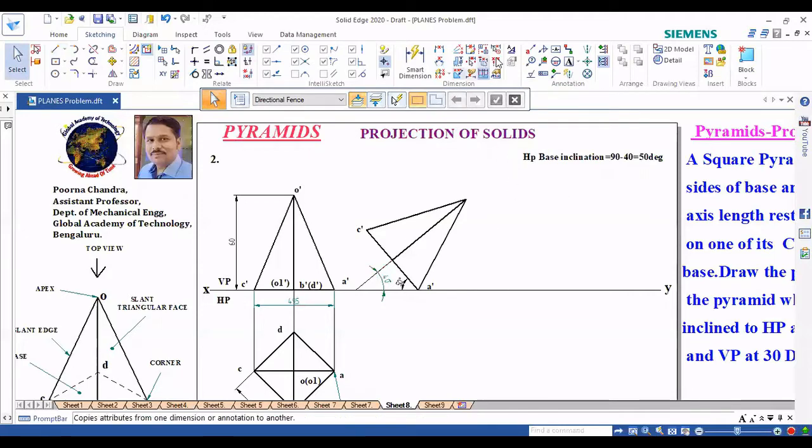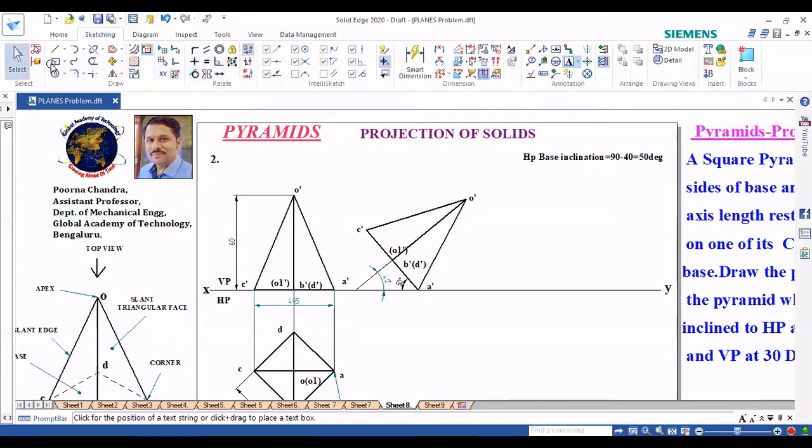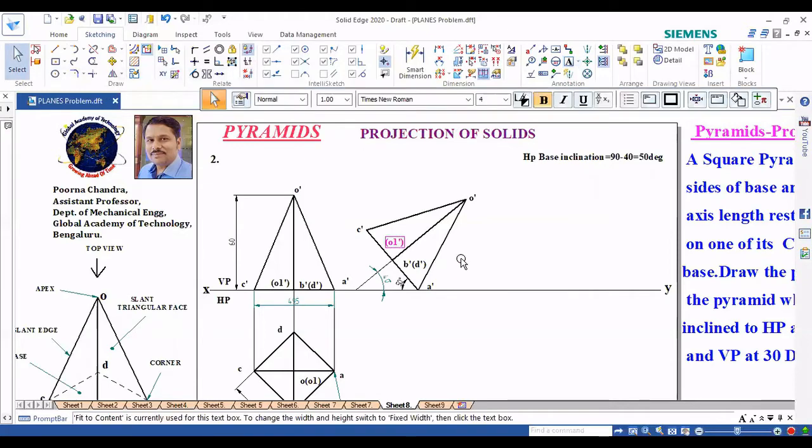So now we shall continue the naming. This is O dash, no changes in the naming. Here comes B dash, bracket D dash, and here comes bracket O1 dash. No changes in the naming of this.